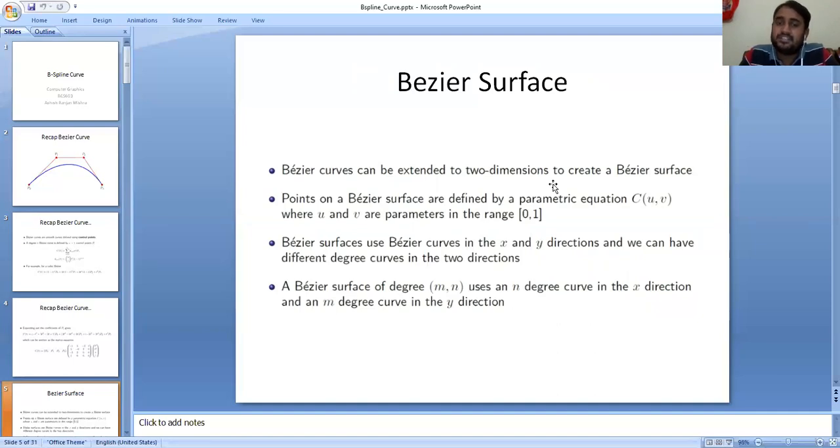Bezier surfaces use the Bezier curve in x and y directions, and we can have different degree curves in the 2 dimensions. It is not necessary that both dimensions have the same degree curve. A Bezier surface of degree m n uses an n degree curve in the x direction and an m degree curve in the y direction. So n defines the degree in the x direction and m defines the degree in the y direction.